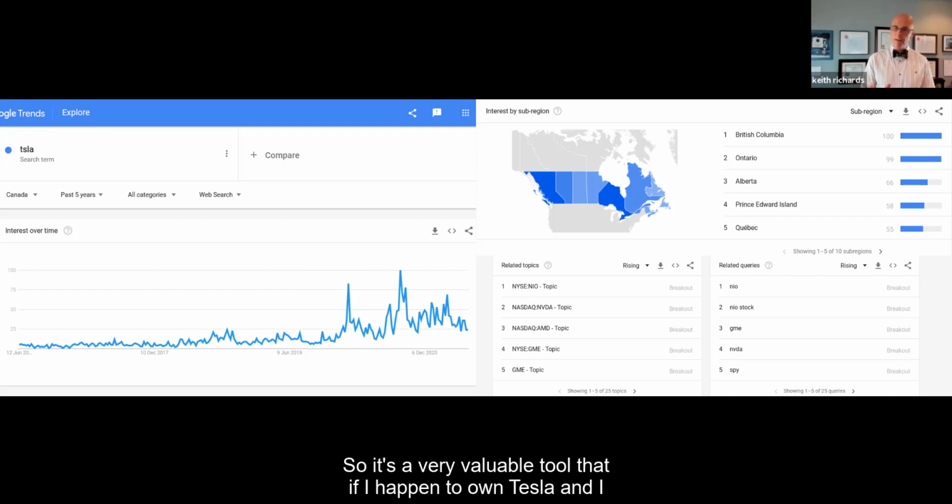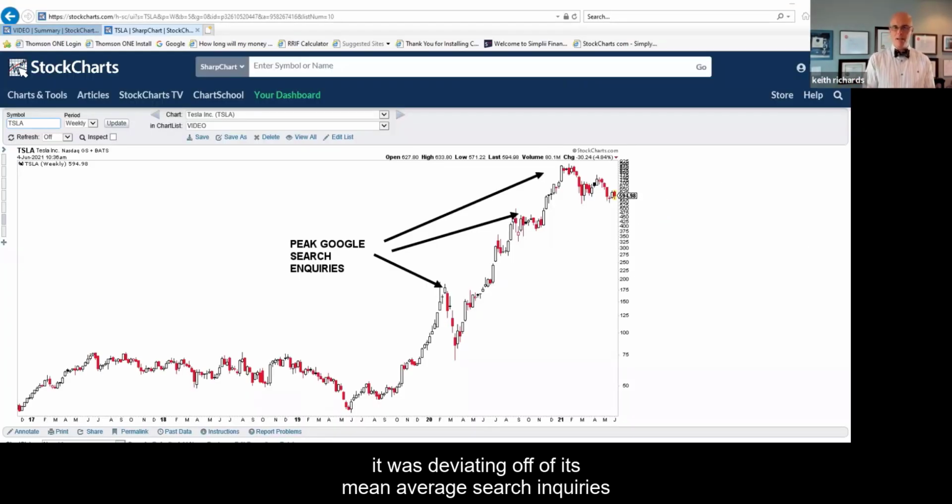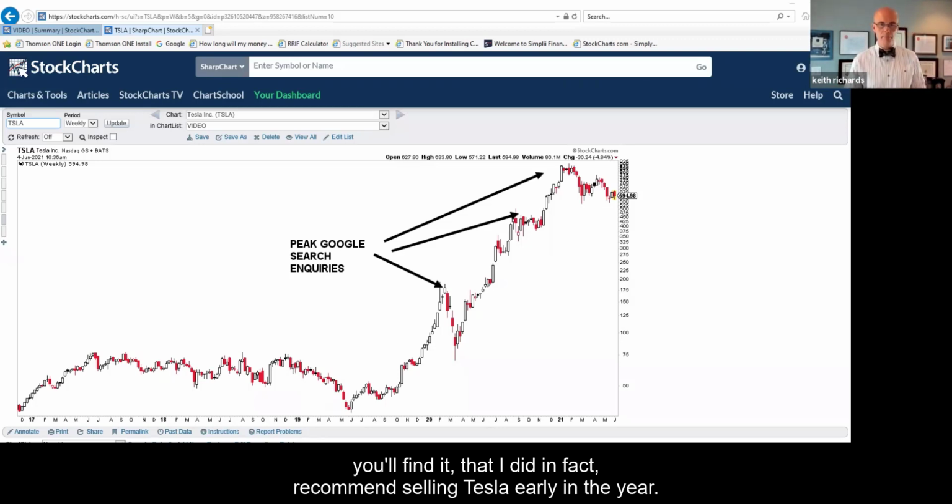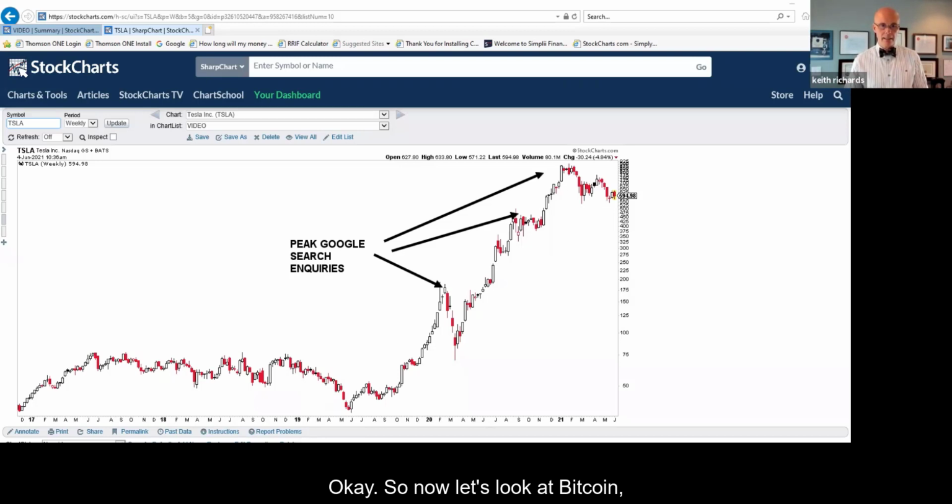So it's a very valuable tool. If I happened to own Tesla and I had seen that it was deviating off of its mean average search inquiries by a spike, I would probably be inclined to sell it if the technicals were overbought. And that was the exact case, which I did point out in my blog. Do a search on Tesla on the blog, and you'll find out that I did, in fact, recommend selling Tesla early in the year.